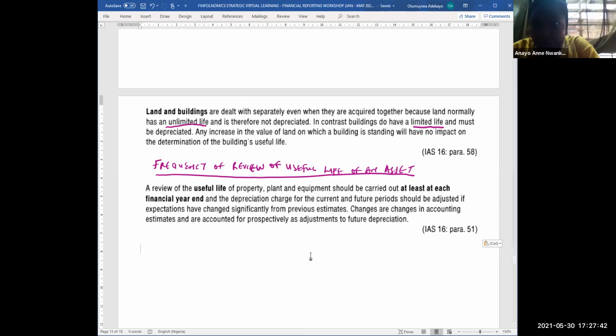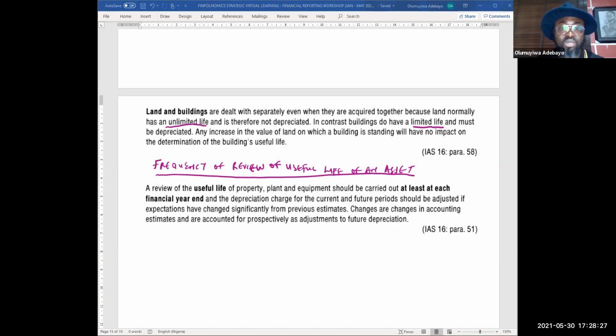Frequent review of useful life of an asset. A review of the useful life of property, plant, and equipment should be carried out at least at each financial year end, and the depreciation charge for the current and future periods should be adjusted if expectations have changed significantly from previous estimates. Changes are changes in accounting estimates and are accounted for prospectively as adjustments to future depreciation.